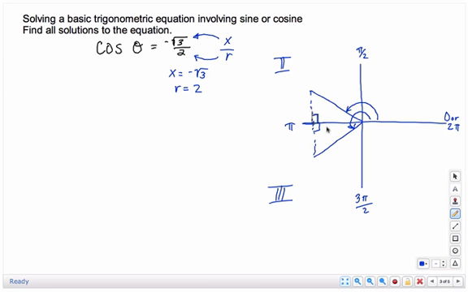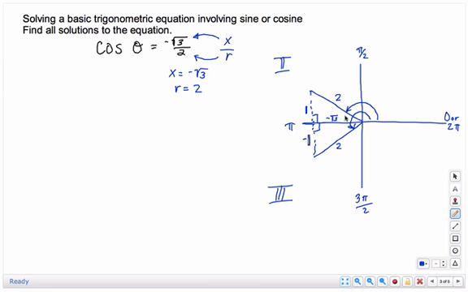Okay, now I'm going to label my values. X is going to be a negative square root of 3, and r is 2. Then you need to recognize what kind of triangle this is. Well, it's got square root of 3 and 2. It's going to be a 30, 60, 90 degree triangle. The value I'm missing is the 1. So here, y would be 1, and in this one, y would be a negative 1.